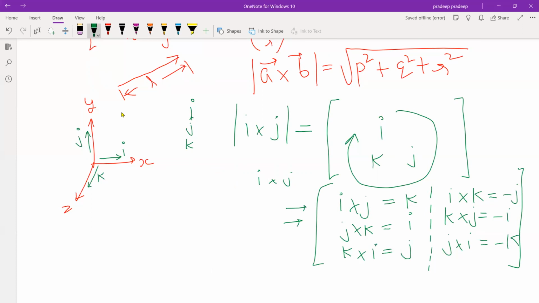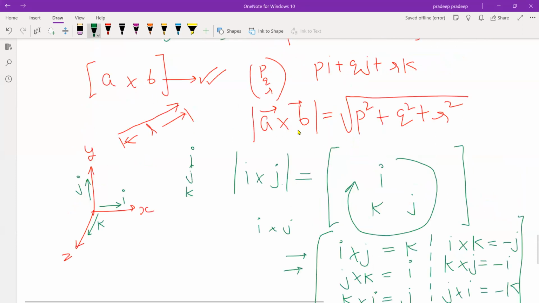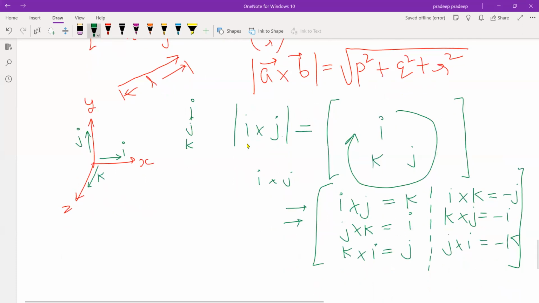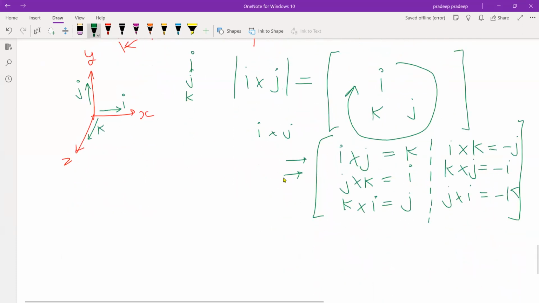After writing this, please let me know whenever you're done, all of you. Is there anything to write on the top? Did you not write this? The magnitude of A cross B? Done with that. After this, just write down all of this, the unit vector part, i, j, k. Almost done. Okay.